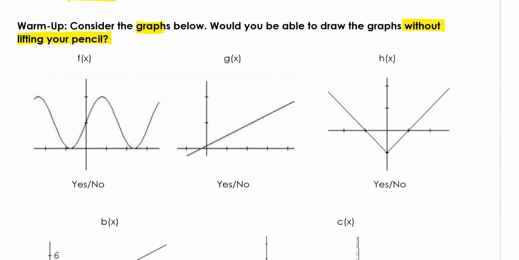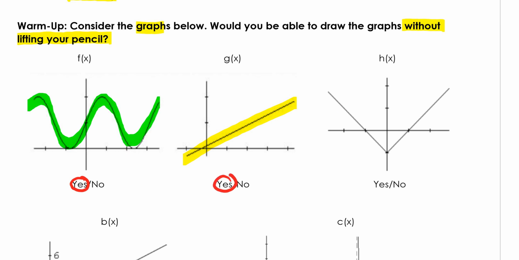Okay, well, for this very first graph, I can definitely draw this graph in green without lifting my pencil. So for sure, this answer is yes. That kind of looks like a trig graph, or maybe a polynomial graph, but I can definitely draw that without lifting my pencil. For the second graph here, I have a linear line, so I can definitely draw that without lifting my pencil. And for this third graph, I have this V shape, maybe an absolute value function, and I can definitely draw that without lifting my pencil.